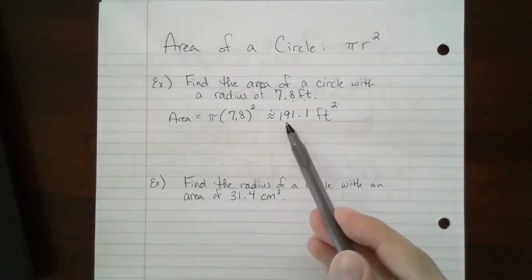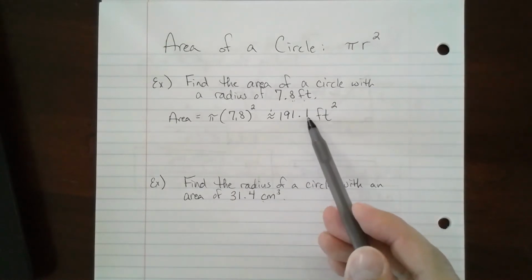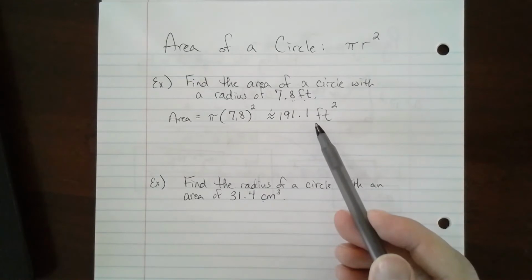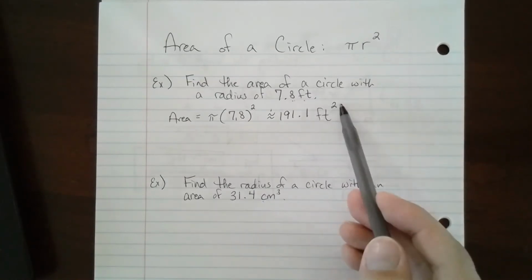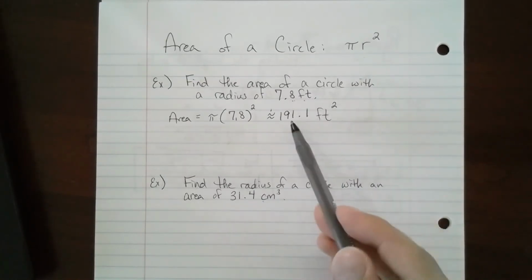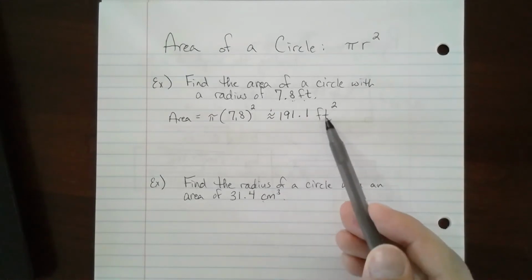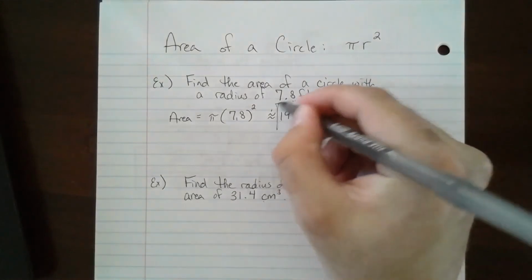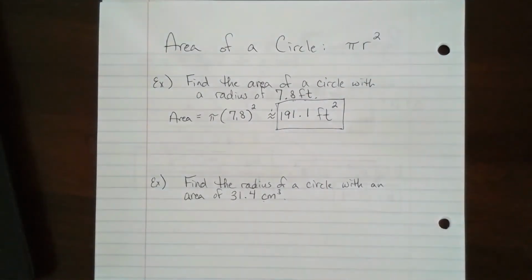If I said 191.1 feet squared, that means I would square this again, which is not what we want to do. So it's not feet squared, even though it looks like that on paper. We read this as 191.1 square feet. Okay? Now, that's it for that. That only took that long because I like to ramble.